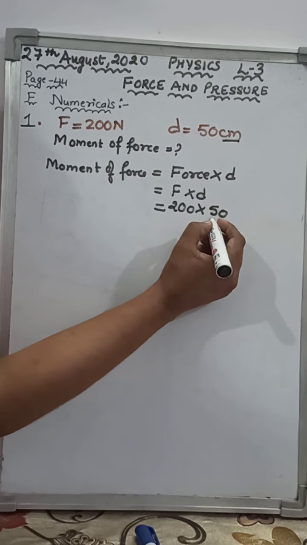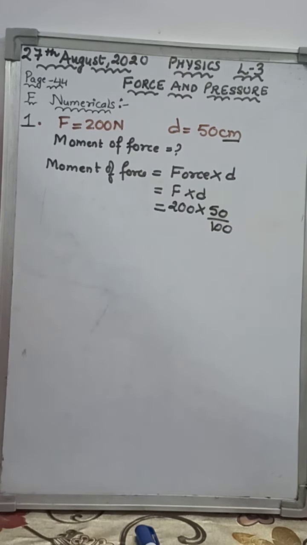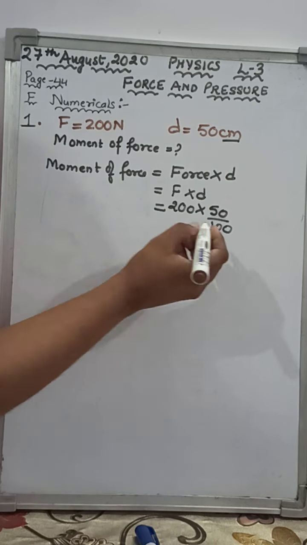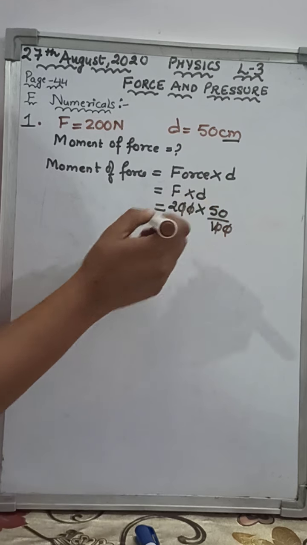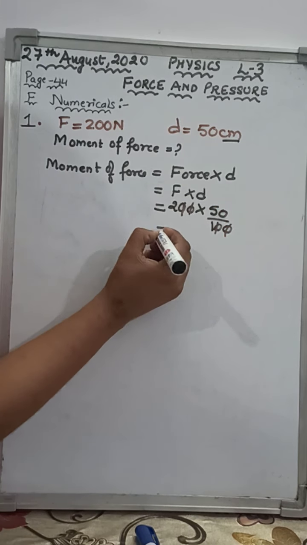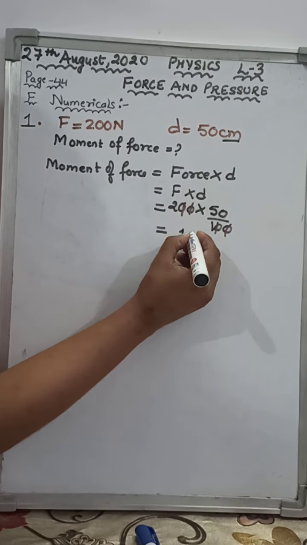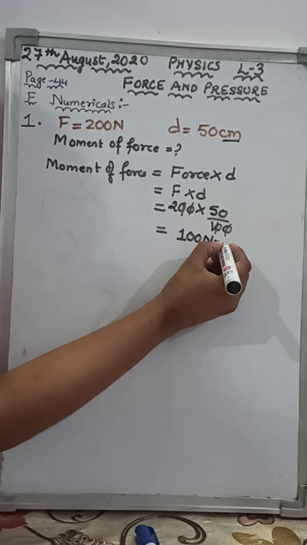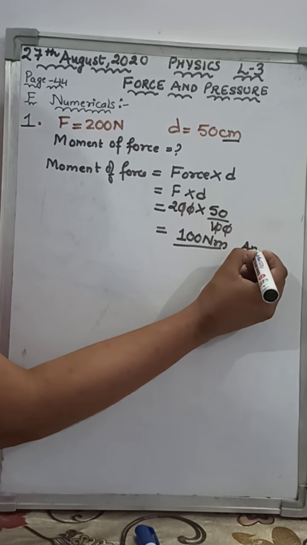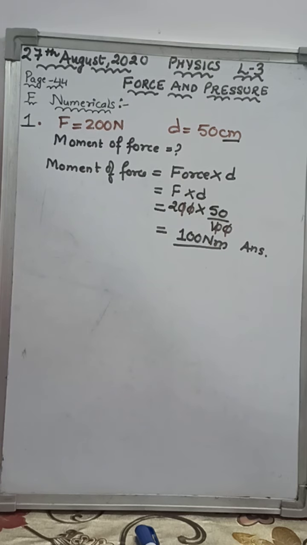Now you have to change the centimeter into meter by dividing by 100. Now what you will do? You will simplify. Cancel the 0. So now you will multiply. It will be 100 Newton meter. This is the answer of the first numerical.